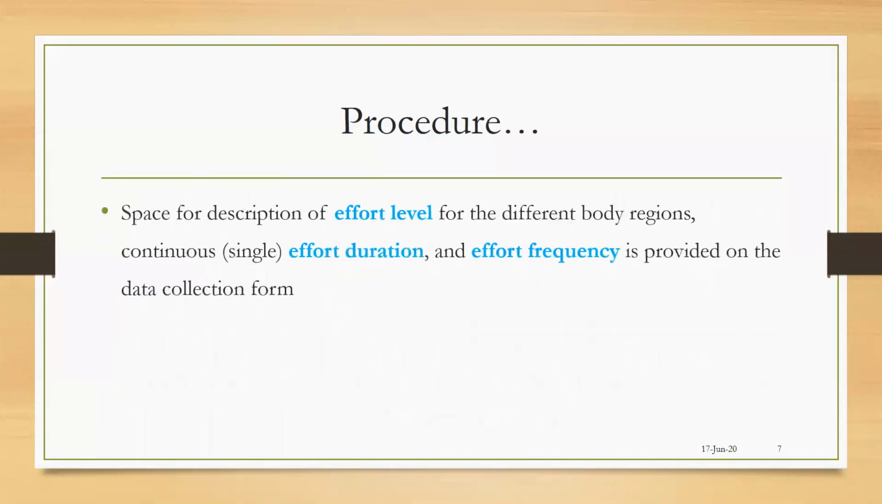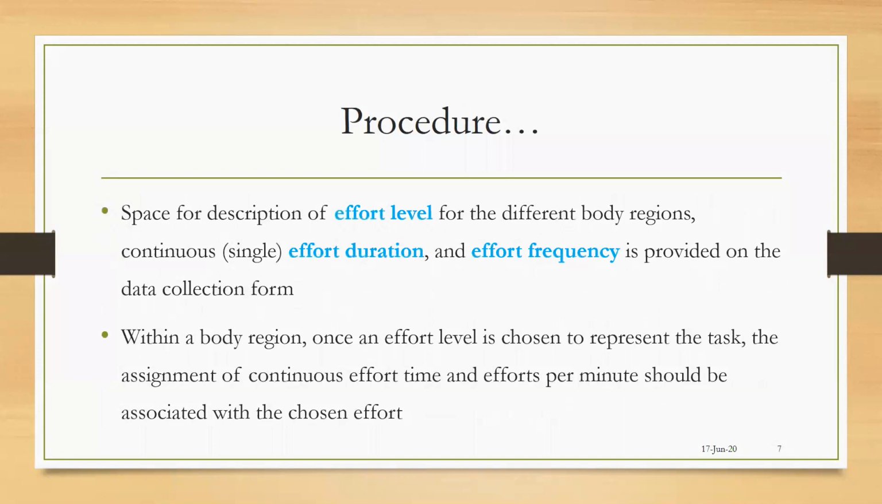So what are those 3 factors? They are effort level for the different body regions, effort duration, and effort frequency. So within a body region, once an effort level is chosen to represent the task, the assignment of continuous effort time and efforts per minute should be associated with the chosen effort.